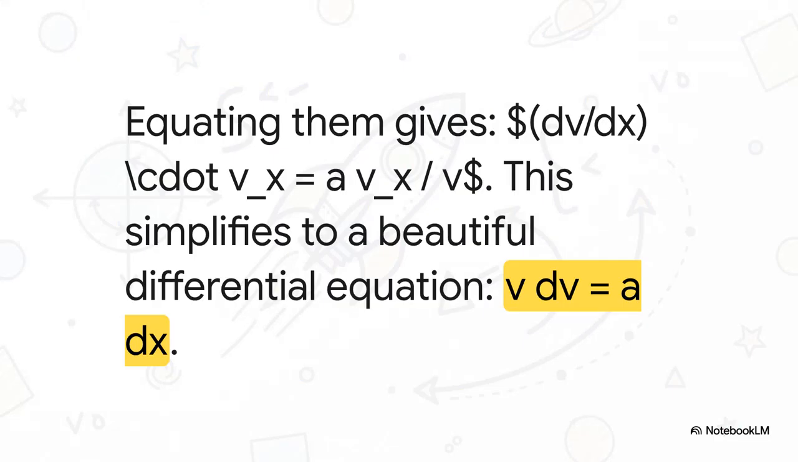The vx term is on both sides of the equation, so we can just cancel it right out. And what we're left with is this incredibly simple, beautiful differential equation. v dv is equal to a dx. All that complexity about the curved path and the changing tangent vector, it's just vanished from our equation.